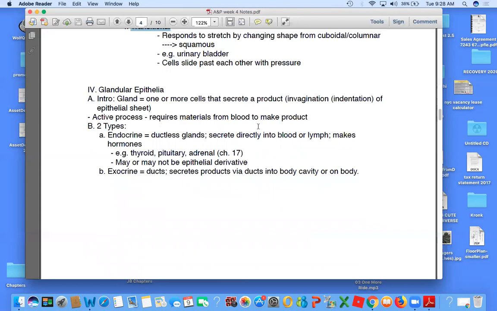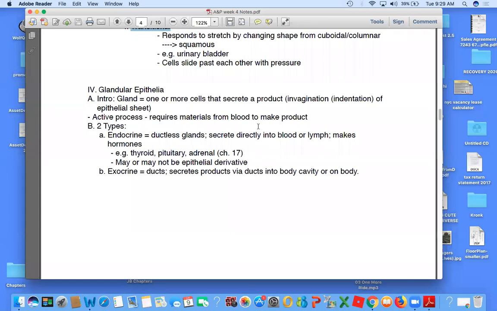Then we have glandular epithelial. Let's identify what a gland is. One or more cells that secretes a product. Usually it's a little indentation or invagination of an epithelial sheet. Okay, glandular epithelial tissue is one that secretes a product.